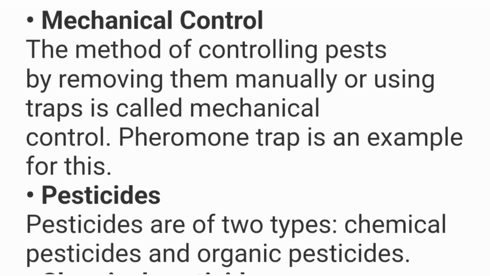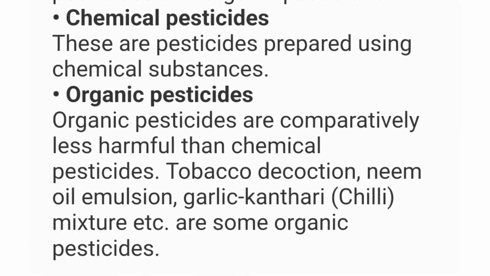Mechanical control. The method of controlling pests by removing them manually or using traps is called mechanical control. Pheromone trap is an example for this. Next, pesticides. Pesticides are of two types: chemical pesticides and organic pesticides. Chemical pesticides are pesticides prepared using chemical substances. Organic pesticides are comparatively less harmful than chemical pesticides. Tobacco decoction, neem oil emulsion, garlic, kandari mixture, etc. are some organic pesticides.